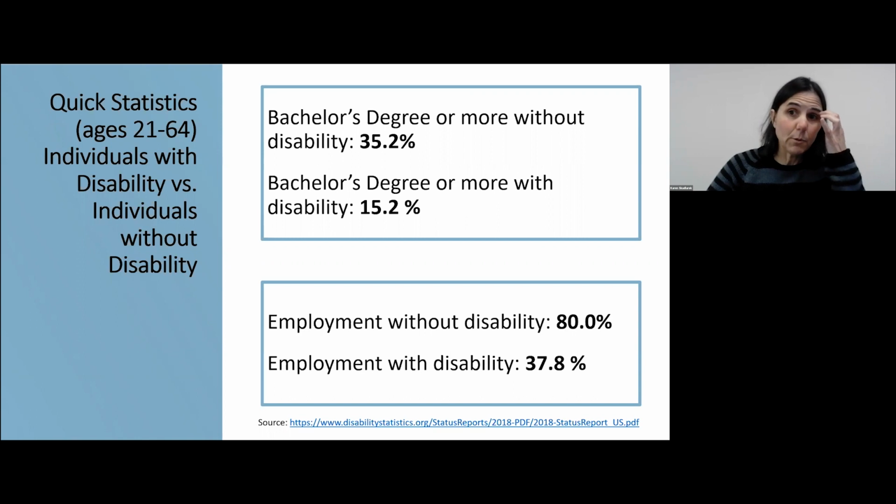So by creating a more inclusive learning environment, we're more apt to get more college graduates with people with disabilities, and therefore we'll be able to get employment for them as well. So this is one of the reasons that we want to make sure that we're more inclusive in our classrooms.